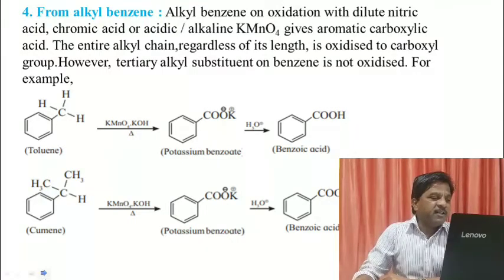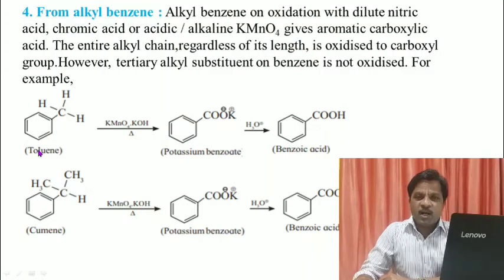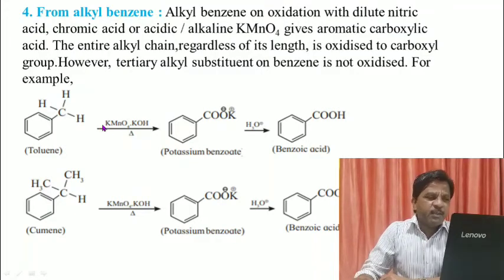Now see here the example. This is the benzene ring, and one of the 6 carbon atoms is replaced by this CH3. So this is a methyl group, this is benzene, and therefore it is known as methyl benzene. This is an example of alkyl benzene, and another name for methyl benzene is toluene. Now this is the oxidizing agent, acidic or alkaline. Here it is KOH, which means it is alkaline KMnO4.